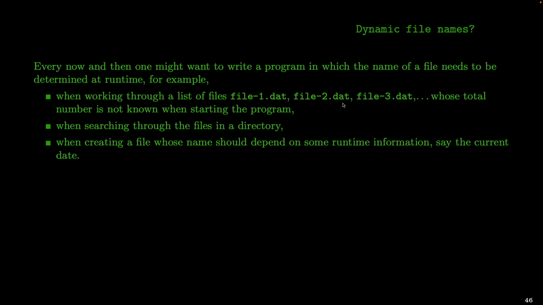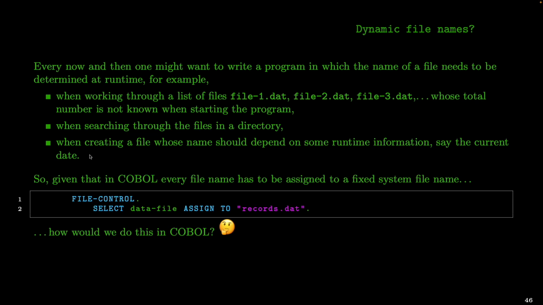and go through them sequentially, or if you want to search through the files in a directory and you don't know which files are in there by default, or when you create a file whose name should depend on some runtime information, for example, the current date, just think of log files that would include the current date, then you would want to be able to generate file names dynamically. Now, in COBOL, every file name has to be assigned to a fixed system file name, like this. So, how would you do this in COBOL?